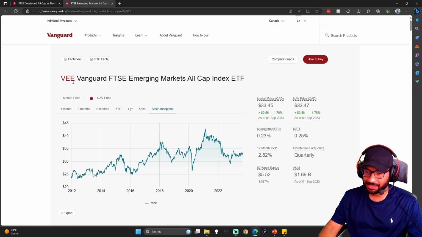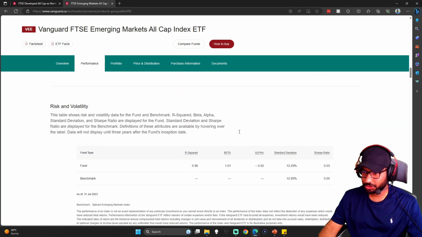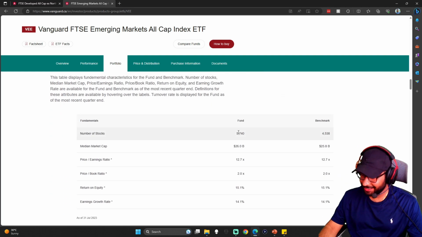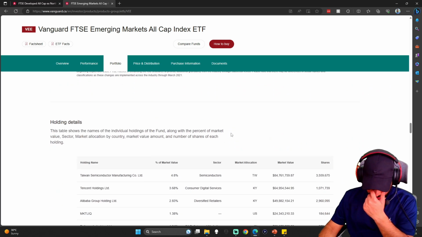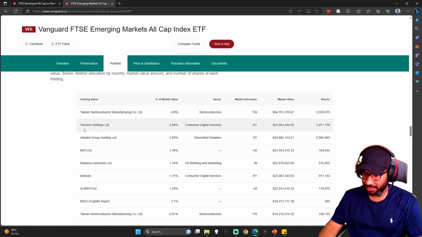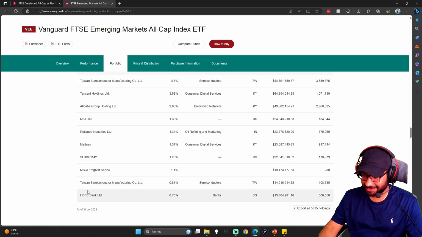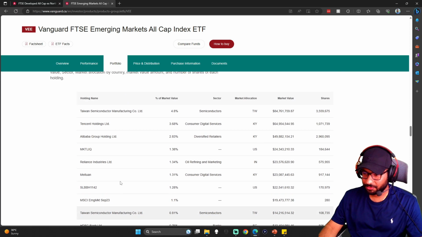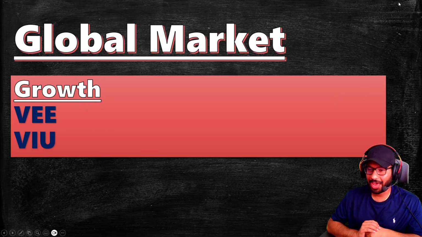The second one is VEE. What this ETF does is provide more exposure to emerging markets, which is Asia, such as China and India. If I show you down here, you will see some of the big companies named Tencent, Taiwan Semiconductor, Alibaba, Reliance Industries, HDFC Bank. So these are some of the big companies in Asia. This ETF will give you exposure to emerging markets. It is very, very important to have global exposure in your portfolio.